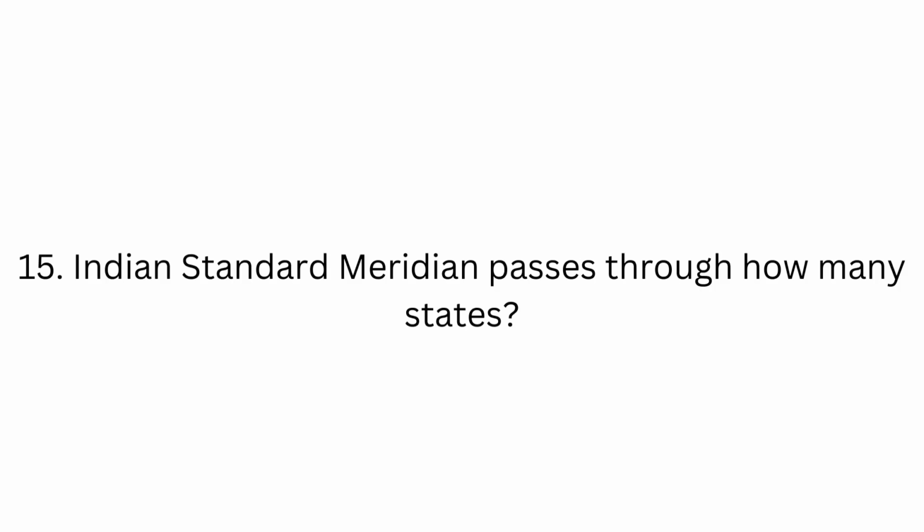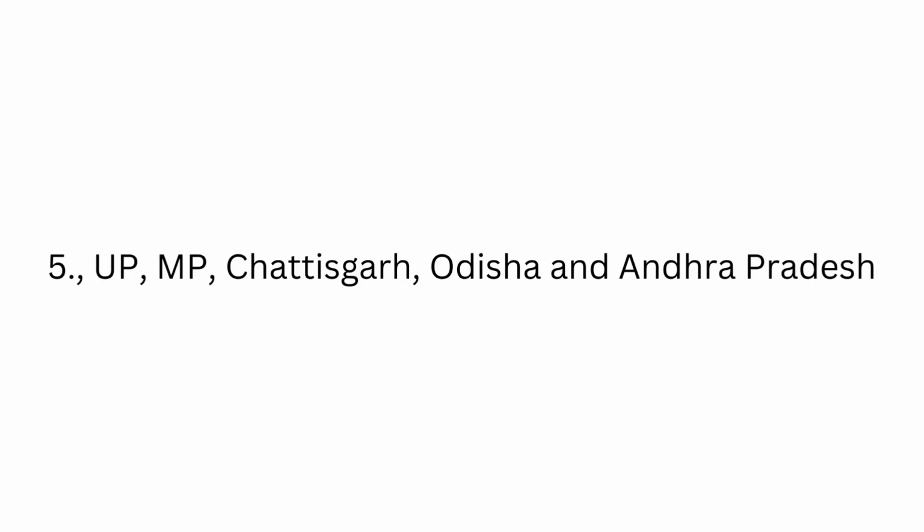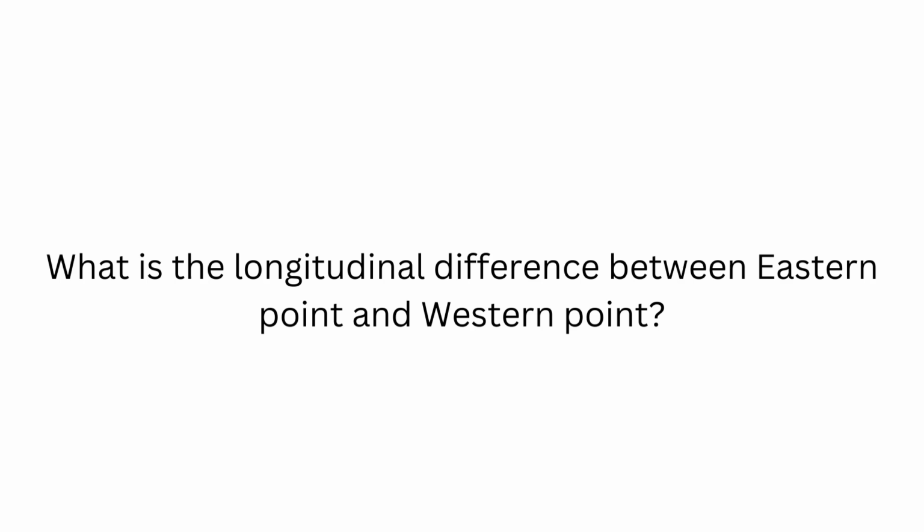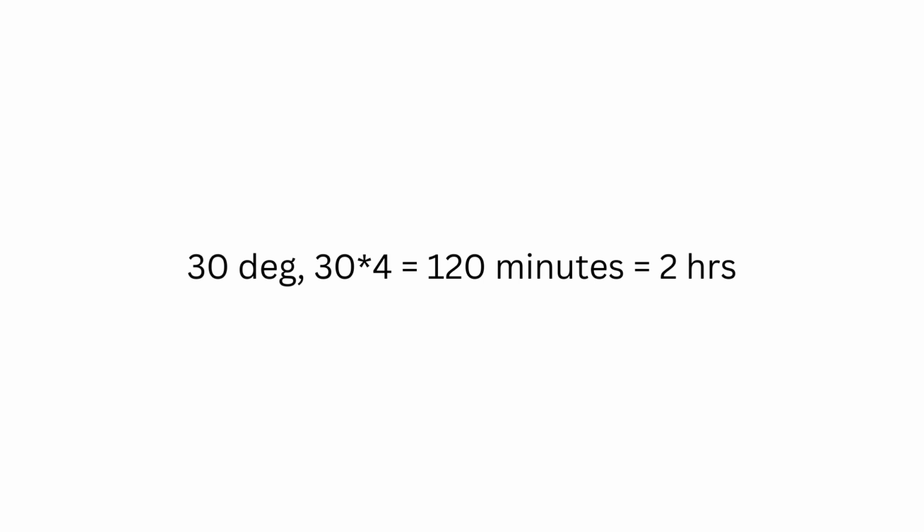15th question is Indian Standard Meridian passes through how many states? And the answer is 5, and the states are Uttar Pradesh, Madhya Pradesh, Chhattisgarh, Odisha, and Andhra Pradesh. What is the longitudinal difference between eastern point and western point? And the answer is 30 degrees, which if you convert into minutes, is 30 into 4, 120 minutes, or in hours, it is 2 hours.